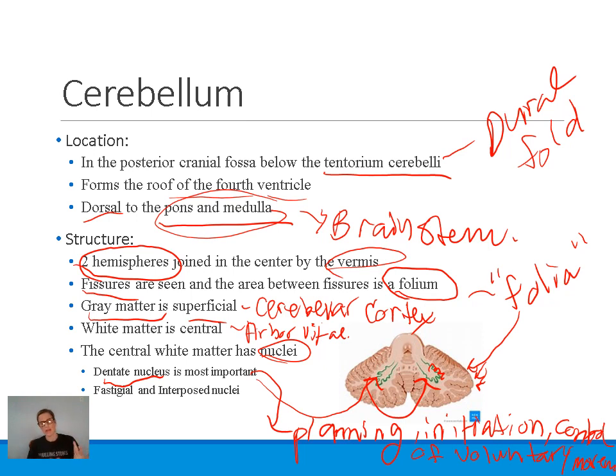Which we know the cerebellum is highly involved with learned movements, right? Perfecting repetitive learned movements. Other nuclei, vestigial nuclei, interposed nuclei, there are numerous. You can kind of see them down here, the little dark circles. There are numerous nuclei, but the dentate nucleus is the largest and most important.